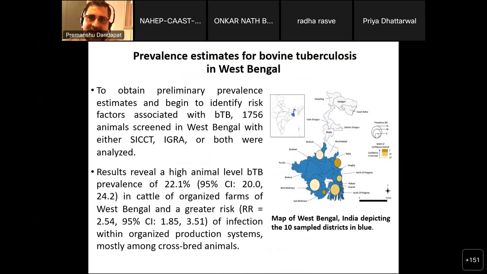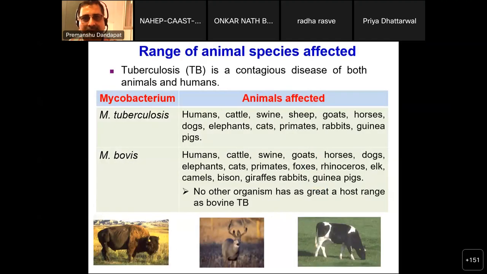I have also done a small study in West Bengal to obtain preliminary prevalence estimates. When I screened around 1800 cattle in eight different districts, I found that it is mostly concentrated in the organized farms, where the prevalence is around 22%. So you can imagine how many cattle in organized sectors may be carrying these organisms and transmitting within them.